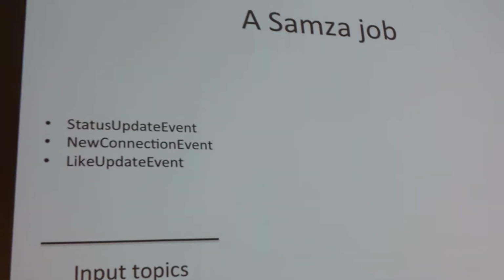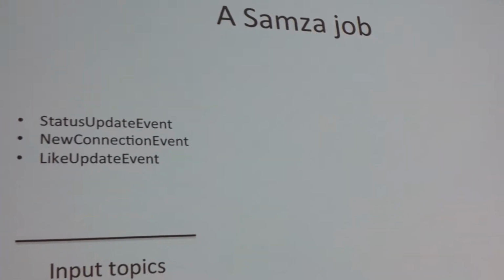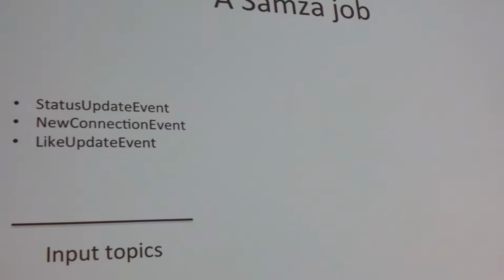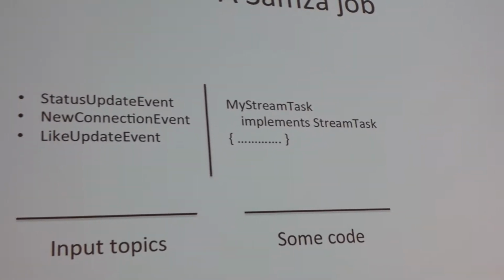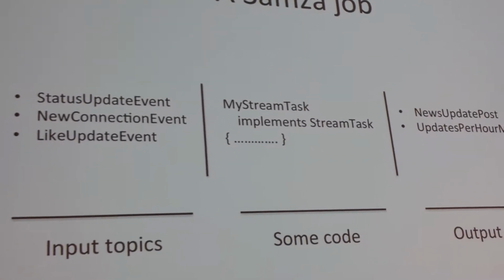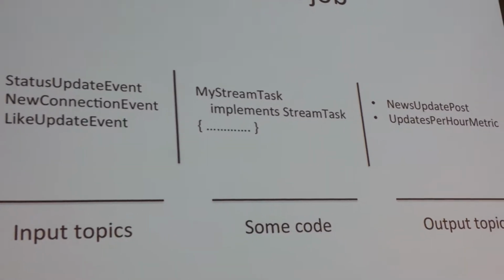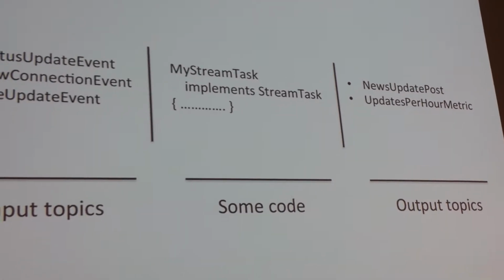A Samza job, much like a MapReduce job, has input. In MapReduce jobs, the inputs are files on top of HDFS. Here we're going to be inputting topics from Kafka. So we can look at status update event, new connection event, like update event. We're going to have a little bit of code that you have to go and implement. And that code will then write to other topics as it goes. That's the basic anatomy of the Samza job.